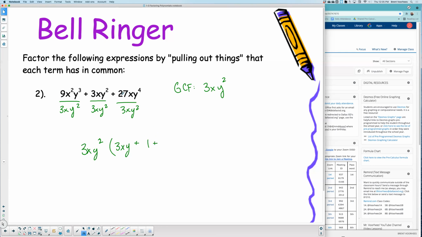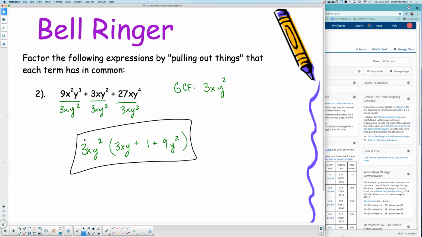Okay, then we have another operator. What's 27 divided by 3? 9. x divided by x simplifies. y fourth divided by y squared is y squared. There we go. This would be your solution to number 2.